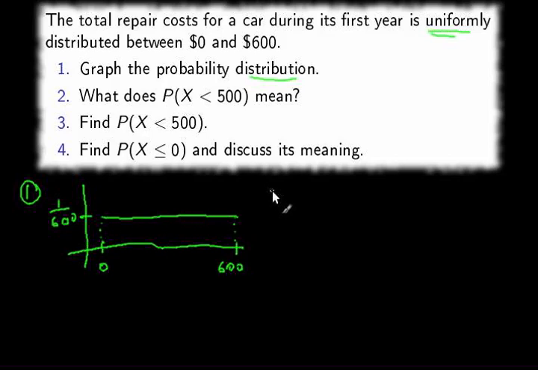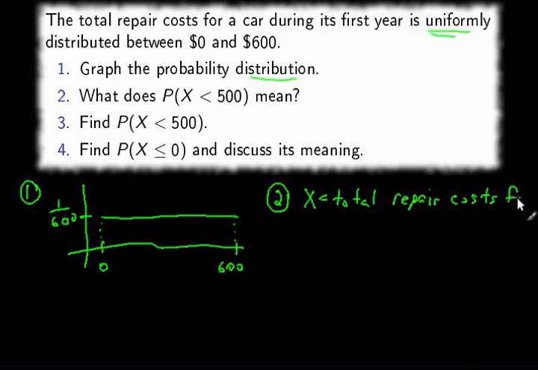2. What does P of x less than 500 mean? Well, technically it doesn't mean anything until you know what x is. So presuming that we mean that x is the total repair cost for a car during its first year, then it has some meaning. So this is the total, assuming this is what is meant by x, total repair costs for a car during its first year.